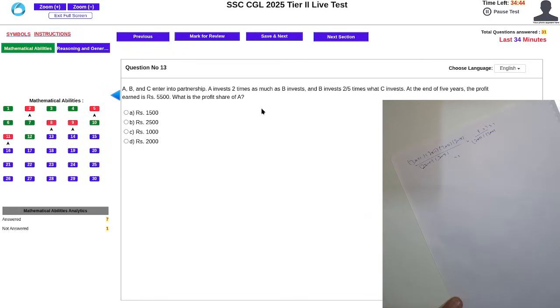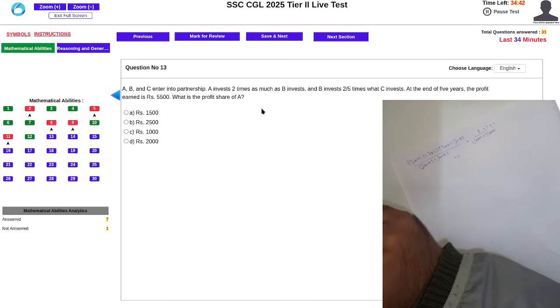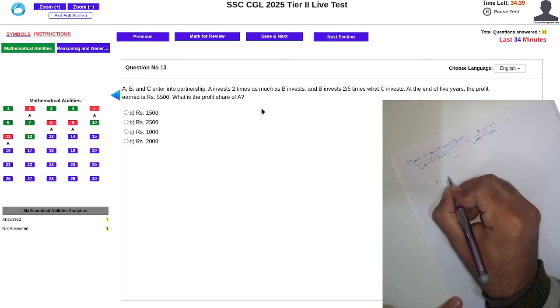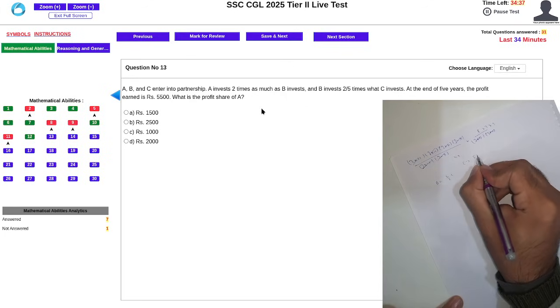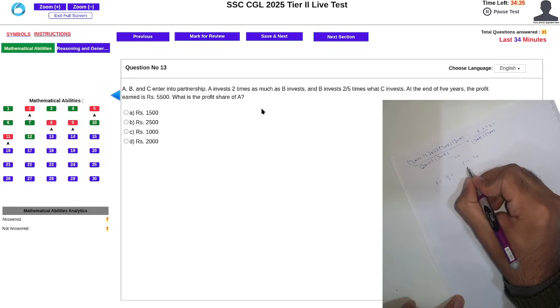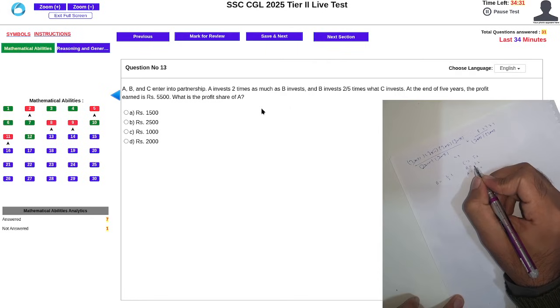And A minus 2 times B. Because B minus 2, B is equal to 2 by 5 C. C is equal to 5x. So B is equal to 2x. A is equal to 4x. And then applying the profit and the profit share of A.